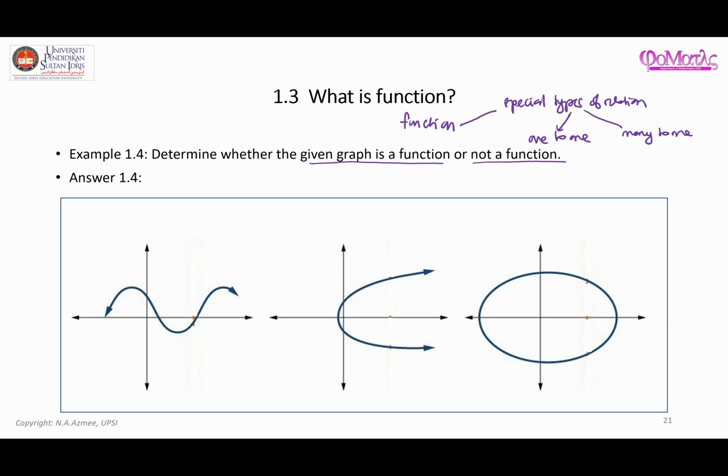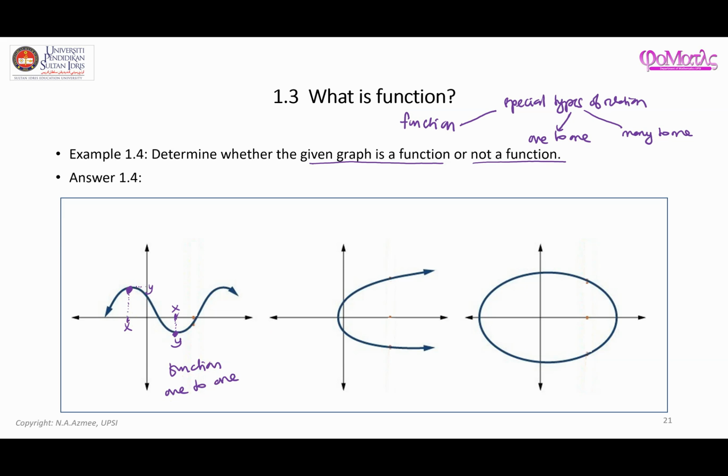Now you can see clearly that for this one, if this is my x, this is the value of x, my x is mapped to exactly this point. So this is the value of y. Similarly, if this is my x, then it is mapped to this value of y here. So one element to one element. So this is an example of a function. This is a one-to-one relationship.